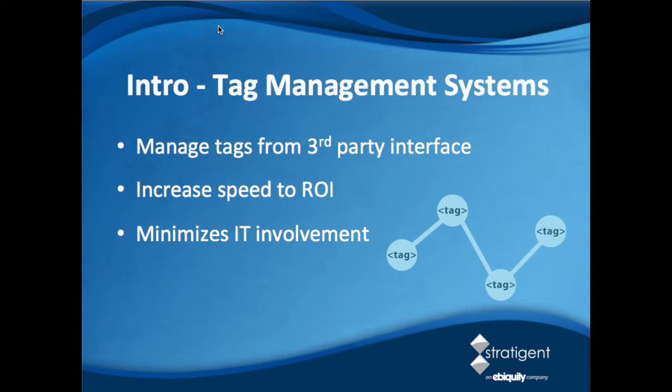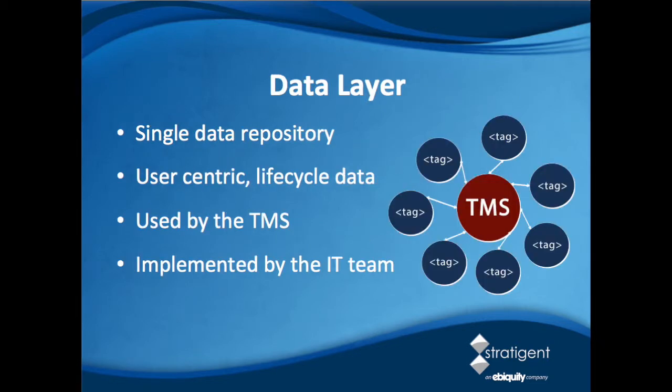And so there's a lot of time loss where you're just not gathering data, and that's obviously not valuable. And so this allows you to make that process much, much faster. And lastly, it also minimizes IT involvement. And so you're allowed to then make changes and tag updates without actually working with IT, which makes this process much, much easier. So what is a data layer?